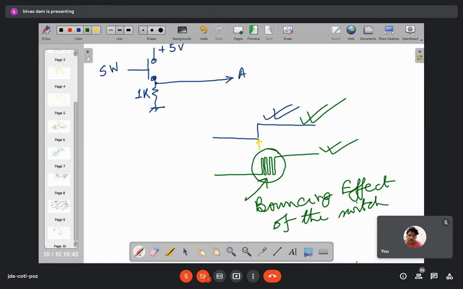Now, can this bouncing effect create any problem? Yes, sir. Why? Under which situation can it create a problem? Sir, latching problem with us.